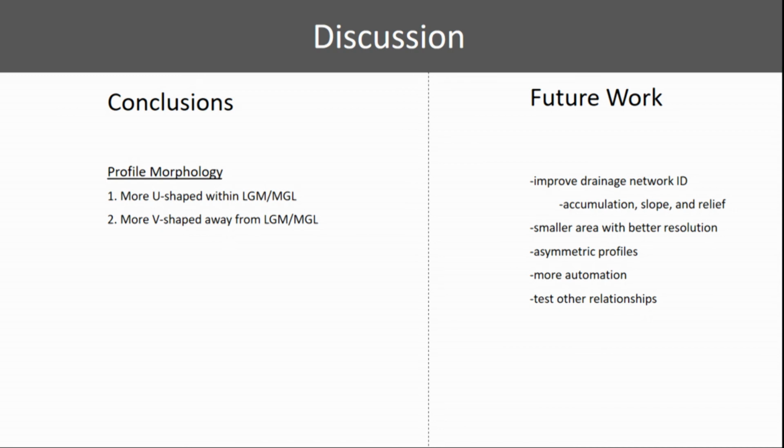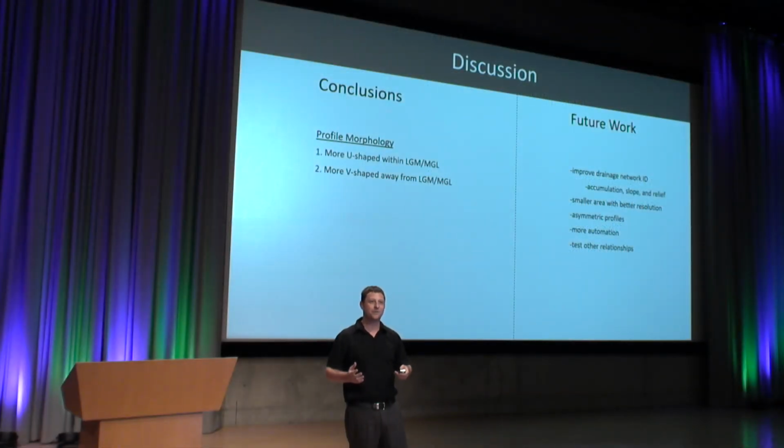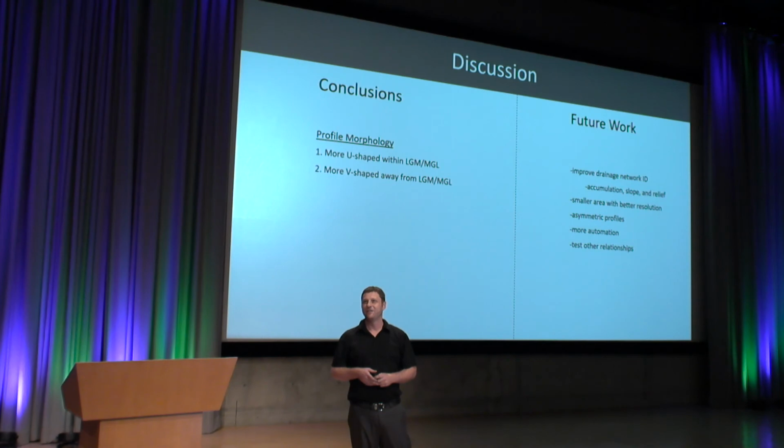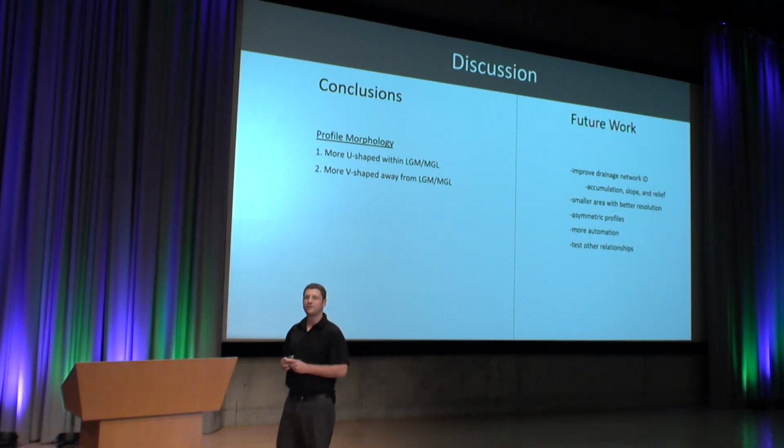Some future work here. I was really concerned with the quality of the drainage network. So instead of just doing number of contributing cells, I'd like to do that, but also incorporate slope and relief into that. Maybe refine the drainage network a little bit. I'd like to focus on a smaller area with better resolution and figure out some way of dealing with those asymmetric profiles. I'd also like to test more relationships throughout the area.